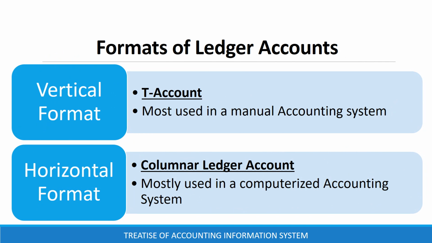There are 2 formats of a ledger account, that is, vertical format, also known as T account, and horizontal format, also known as columnar ledger account. T accounts are mostly used in a manual accounting system, while columnar ledger accounts are mostly used in a computerized accounting system.